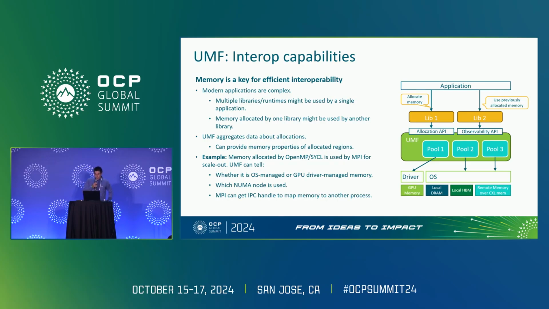And one last feature, or two last features I wanted to mention, are observability and interop capabilities. So modern applications can be quite complex, and it's often the case that multiple libraries or runtimes might be used by a single application, and one application or one library might want to manage memory allocated by a different library or different runtime. And to do that, it often needs some information about this memory, where it comes from and what its properties are.